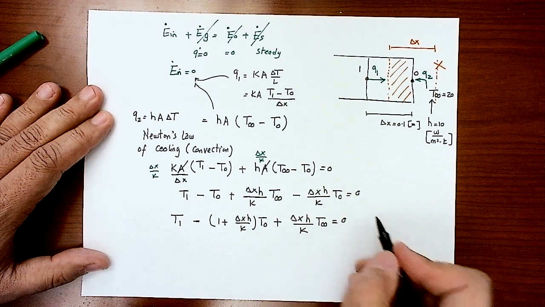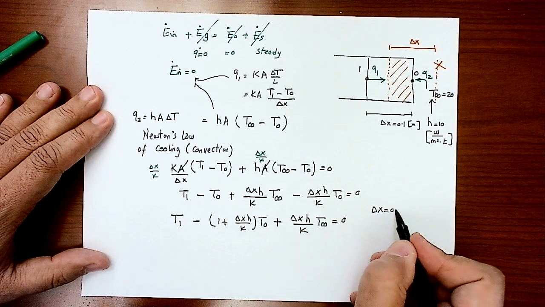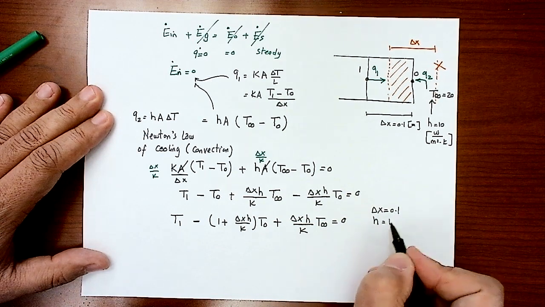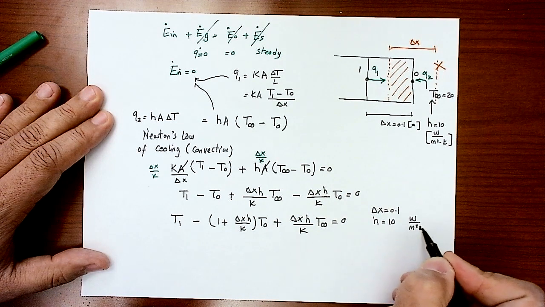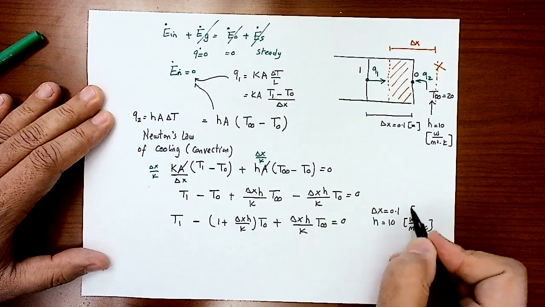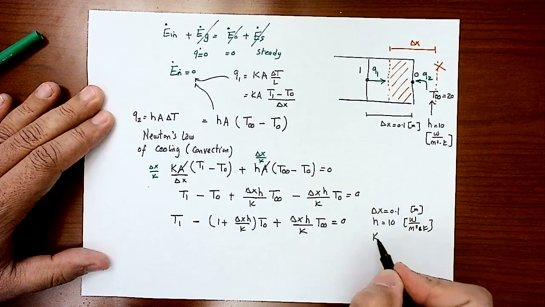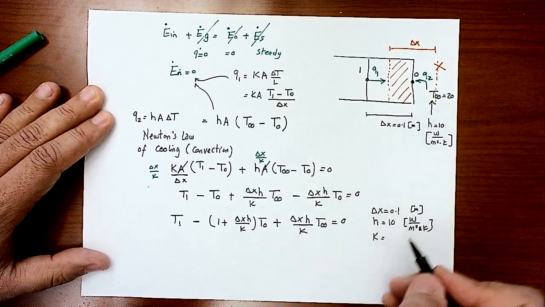Remember, delta X is 0.1 meter. H is given by 10 watt per meter square Kelvin. K is given in the problem by also 10, right?